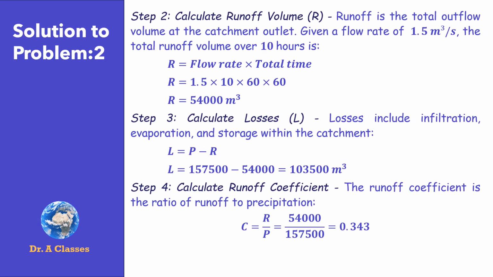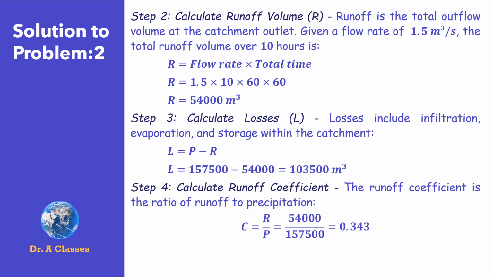Step 2, calculating runoff volume, that is R. Runoff is the total outflow volume at the catchment outlet given a flow rate of 1.5 meter cube per second. The total runoff volume over 10 hours is R = flow rate × total time, that is R = 1.5 × 10 × 60 × 60, that comes to 54000 meter cube.